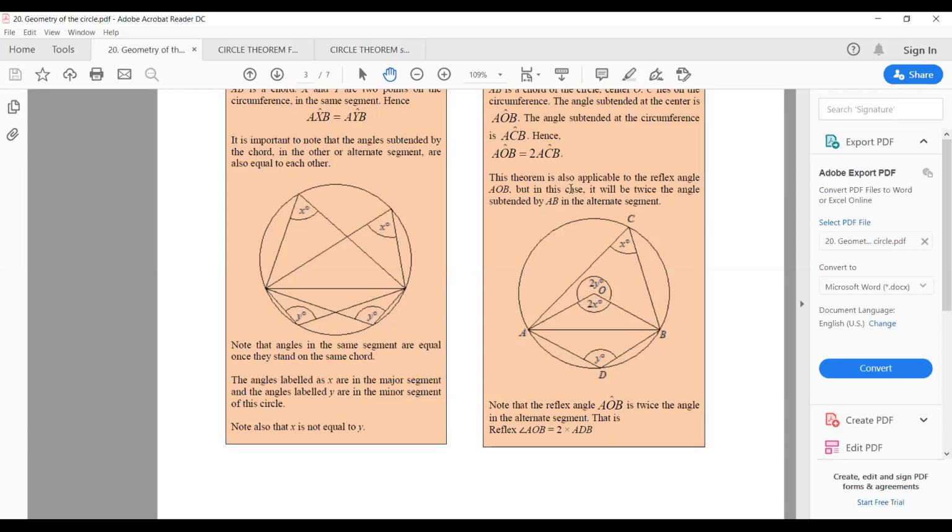I'll repeat it again. This theorem is also applicable to the reflex angle AOB. This is a reflex angle here, right? AOB, and it will be twice the angle subtended by AB in the alternate segment. So this is the angle subtended by AB in the alternate segment. Alternate just means more or less the opposite segment. So if this is Y, then the reflex angle here will be 2 times the value of Y. So if Y here is, let's just say, 120, then over here will be 240.